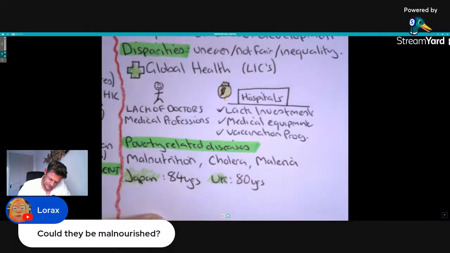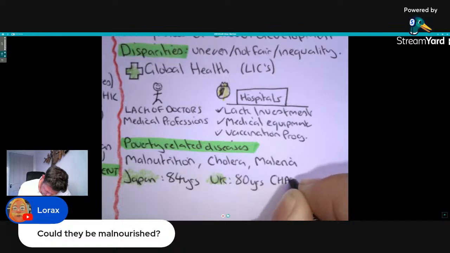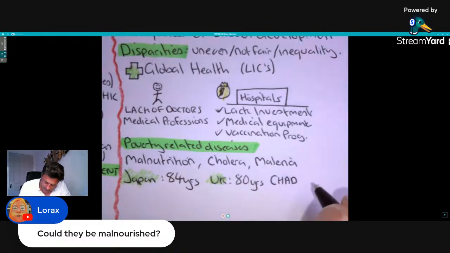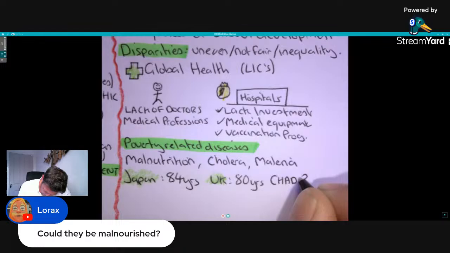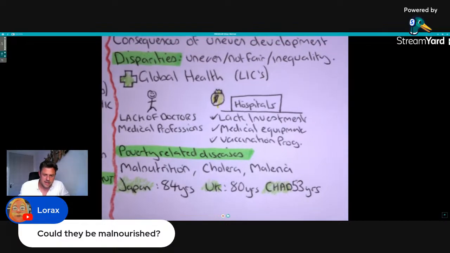80 years is good. And the lowest in the world is Chad. I know we keep using Chad. It's good to use the same ones because then you can just keep referring back to it. Lowest in the world is Chad with 53 years life expectancy. So they've got the worst healthcare in the world. Lack of doctors, lack of investment in hospitals, equipment causes a development gap. So there you go, that is our healthcare development gap.